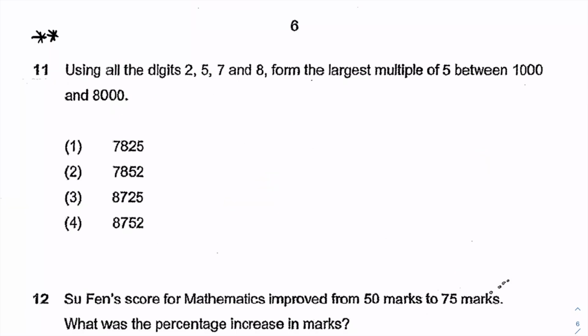Now. Using all the digits, form the largest multiple of 5 between 1,000 and 8,000. Well, largest possible between 1,000 and 8,000. So I know that this is largest as possible, but it cannot be 8,000. It's less than 8,000. So it's probably a 7. Yeah. Last digit determines whether it's a multiple of 5. So it's either a 0 or 5. I've got no 0, so it has to be 5.